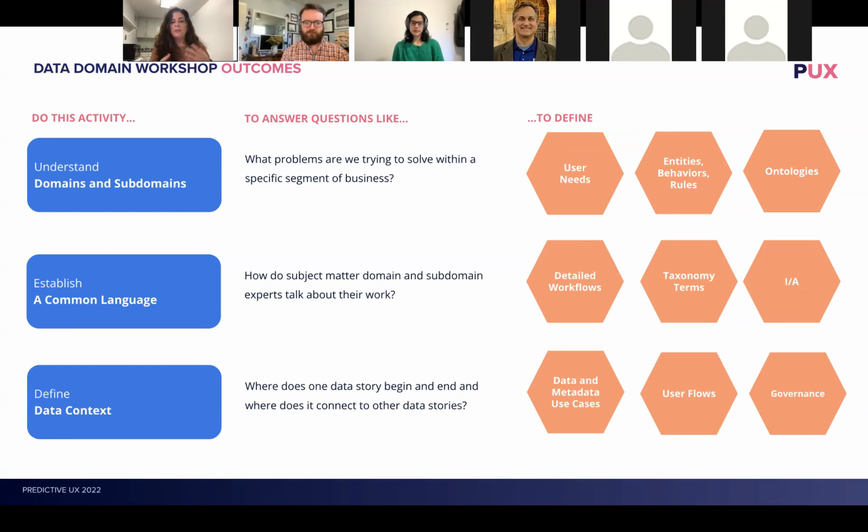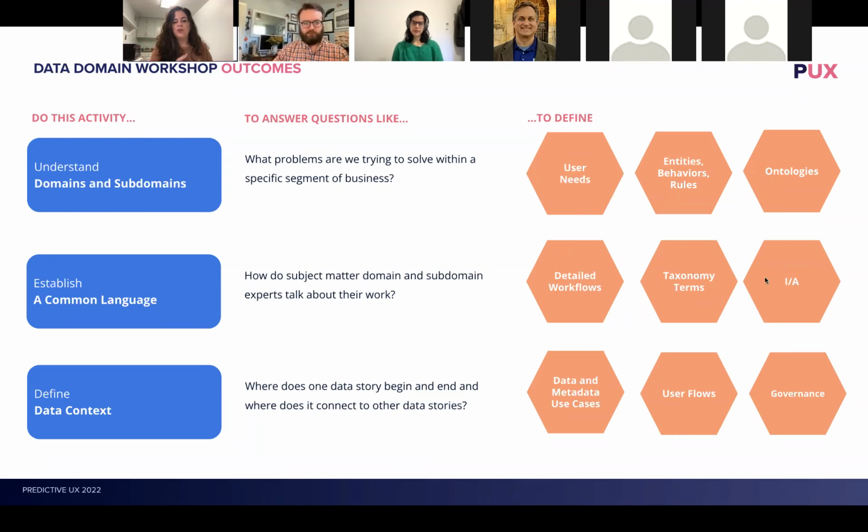But if you can bring enough people to the table and have these conversations within your organization, you can then go deeper on understanding the domains and the subdomains and get to define those user needs and entities, behaviors, roles, ontologies. This really takes you through collecting all of the upfront information that you need to create the artifacts on the right-hand side of the screen here.